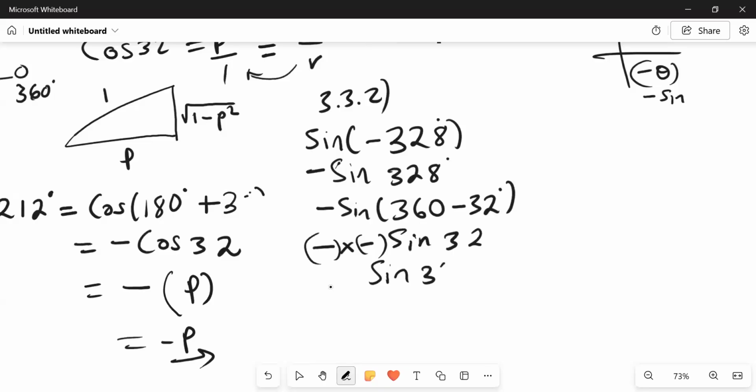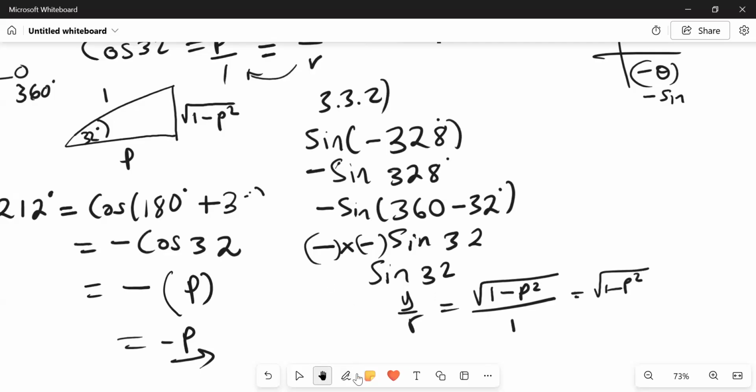Now, when you go back, sine of 32, the angle there should be our 32. Now, sine of 32, that's just y over r. What is your y? Your y is the square root of 1 minus p squared, divided by your r, which is 1. Then the final answer is the square root of 1 minus p squared. And this is your final answer, guys.